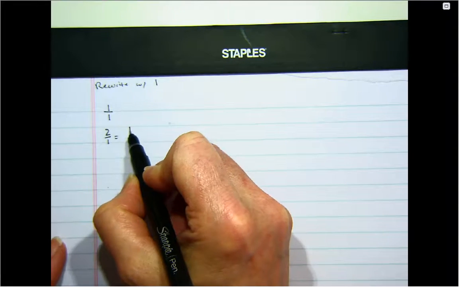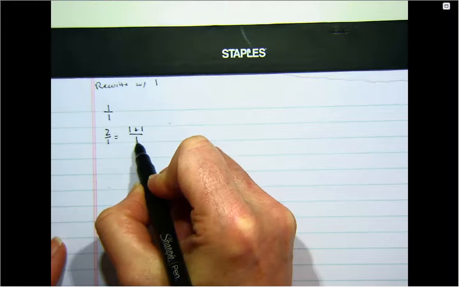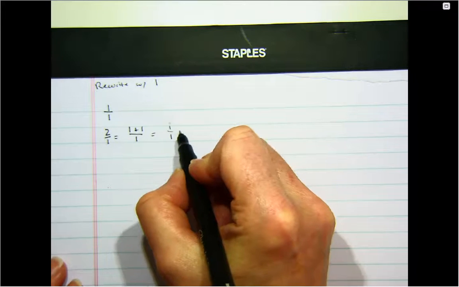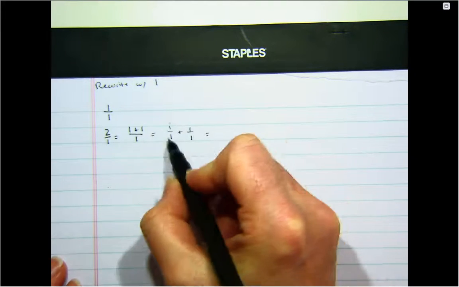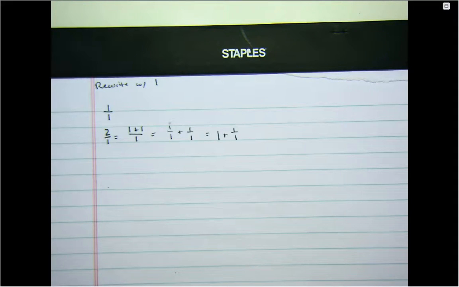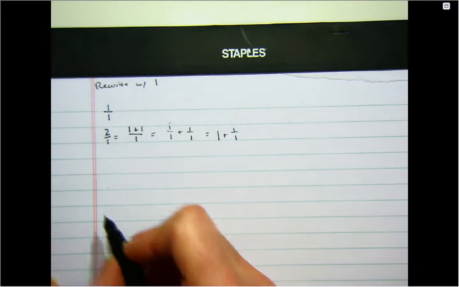So I'm going to think of the 2 as 1 plus 1 over 1. And I'm developing a pattern that I'm going to be using in the future ratios. So now I'm going to split this up. I'm going to think of it as 1 over 1 plus 1 over 1. And the first 1 over 1 I'll just call 1. So that was a really weird way to write 2 as 1 plus 1. But I'm getting a pattern going, because now I have 3 over 2.